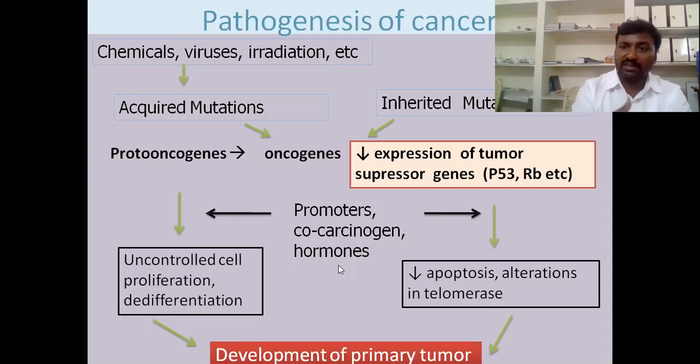That hormones more proliferation of cells, uncontrolled proliferation and differentiation. So that is the development of primary tumor. Once again, I am repeating. The chemicals, virus and irradiation or radiation, other carcinogens produce the mutation in the cell. The mutation of a gene we can call oncogenes. The oncogenes promote the carcinogens to produce uncontrolled proliferation and differentiation of cells. Also, one more is inhibition of the tumor suppressor gene. If it is inhibited, there is no apoptosis or decreased apoptosis, leading to development of a primary tumor.